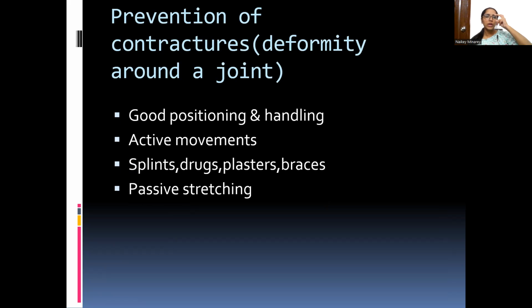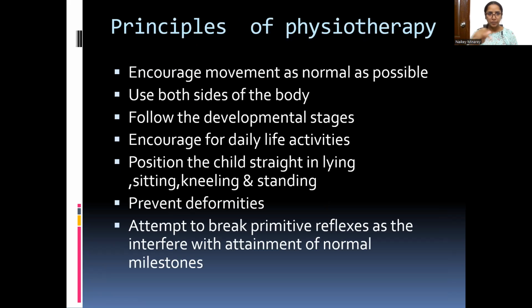Now, prevention of contracture deformity around the joint is a very important part of physiotherapy in cerebral palsy. There should be good positioning and handling. Active movement should be allowed to prevent contracture. Proper positioning by splints or plaster or braces, and passive stretching. There should not be massaging. There should be passive stretching or exercising.